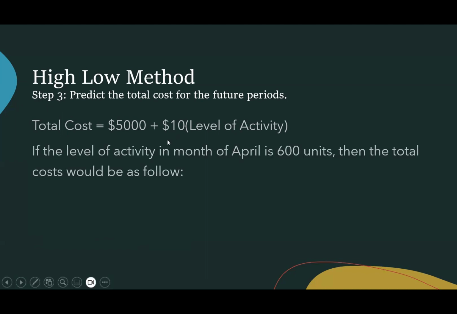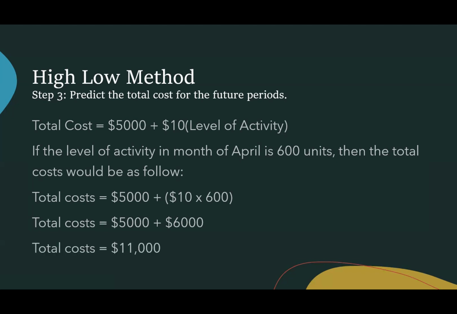So let's say in the month of April, I'm making 600 units, so 600 multiplied by 10, 6,000 will be my variable cost and 5,000 is fixed. So in that case, I have to pay a total cost of 11,000. So you can see that I have to make up a budget of 11,000 for the month of April. The high-low method helped me differentiate between the variable and the fixed cost from a total cost. Based on this, I can budget, I can predict for the future.